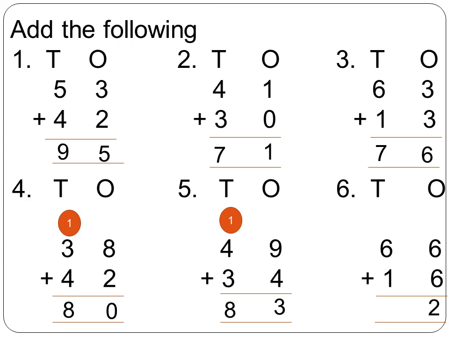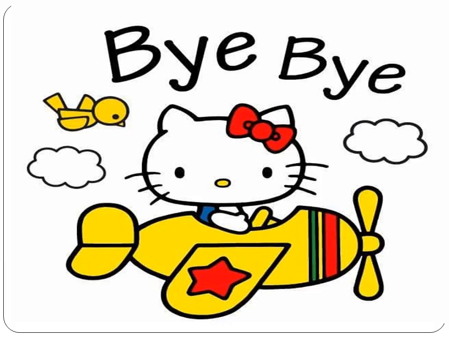6 plus 6 gives you 12. Write 2 and carry 1 to the tens number. 6 plus 1, it is 7. 7 plus 1, it is 8. 82 is the answer. Here ends today's session.